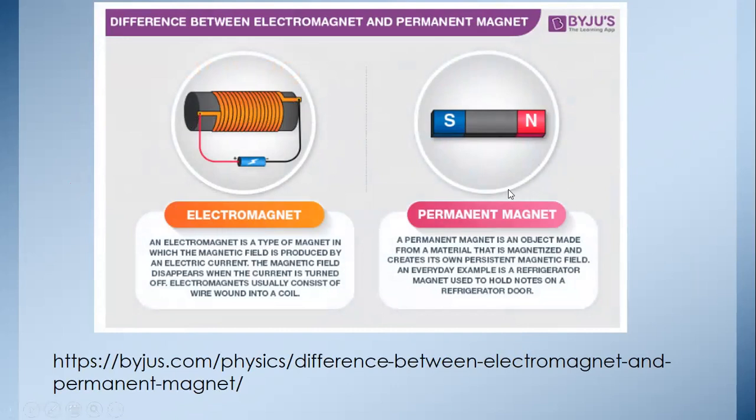And then the permanent magnets. Permanent magnets are materials that keep a permanent magnetism. So we don't need electricity to power up permanent magnets. They are magnetic by nature, right?